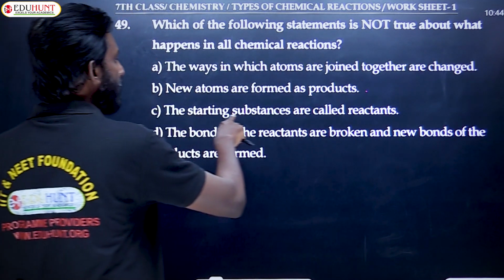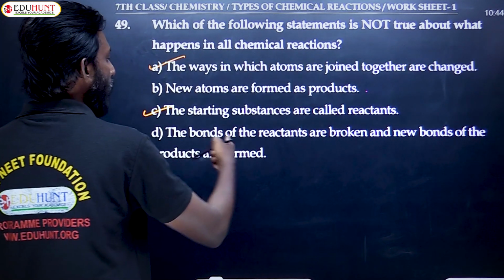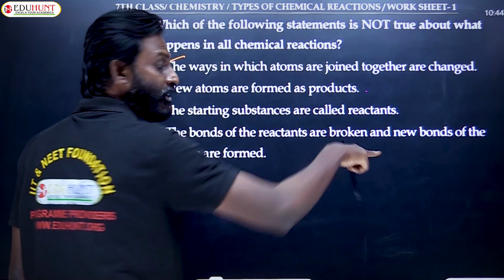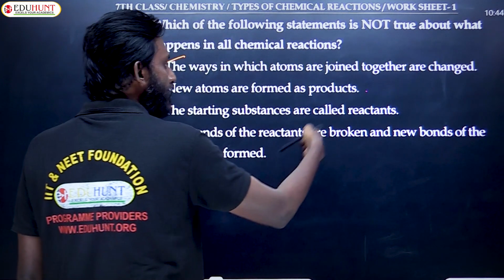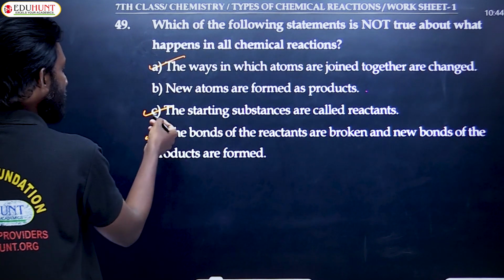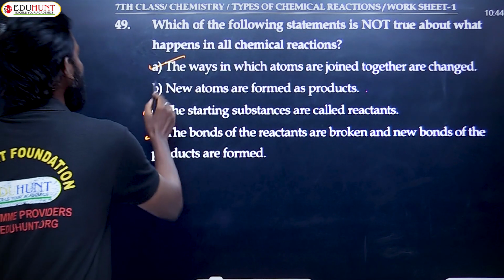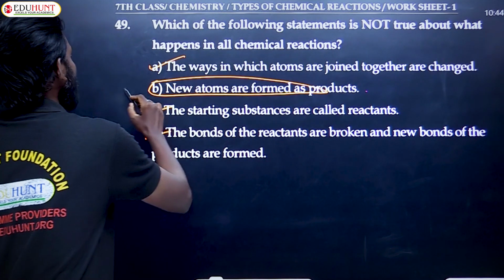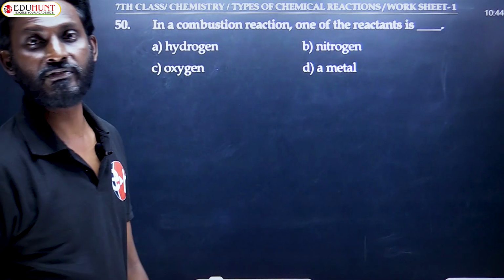The starting substances are called reactants. That is correct. A is correct. The bonds of reactants are broken and new bonds of the products are formed. See what I told you. So A, C, D are correct. We need to find what is not true. So B is not true. Our answer is B. Question number 50.